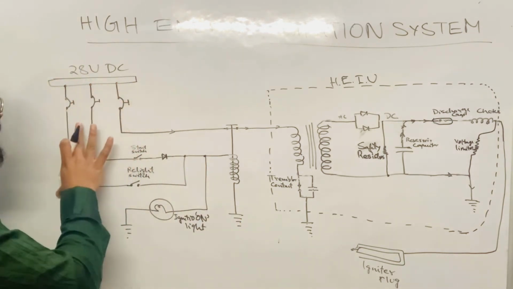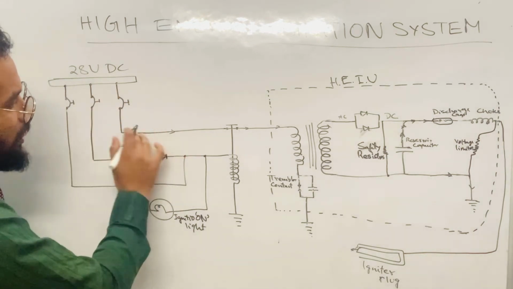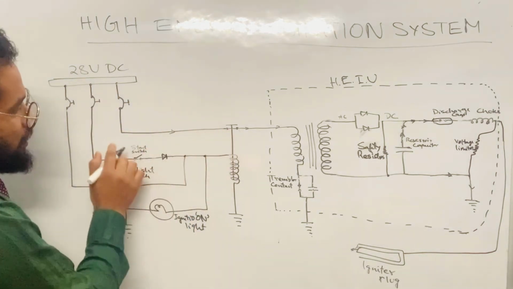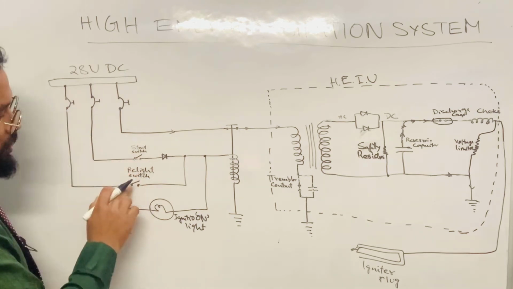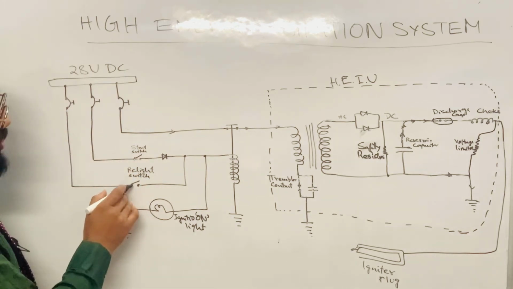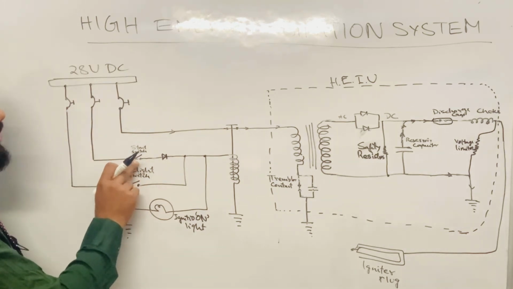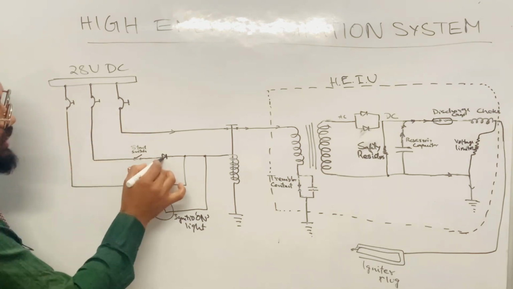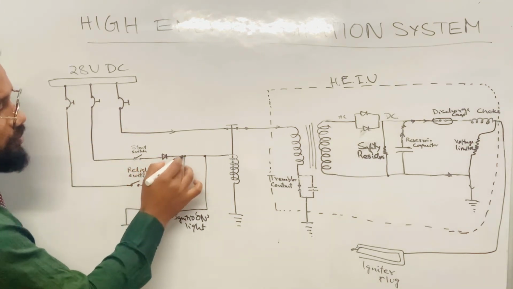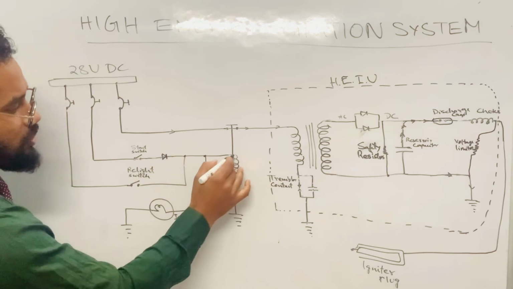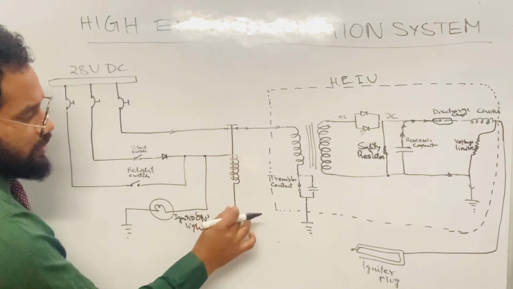When these CBs are closed, the DC supply goes and waits at these points in each line. When this switch is closed, the DC supply will go ahead like this. This rectifier will convert the supply into pure DC, and it will be given to this coil. This coil gets energized because it gets the grounding path.